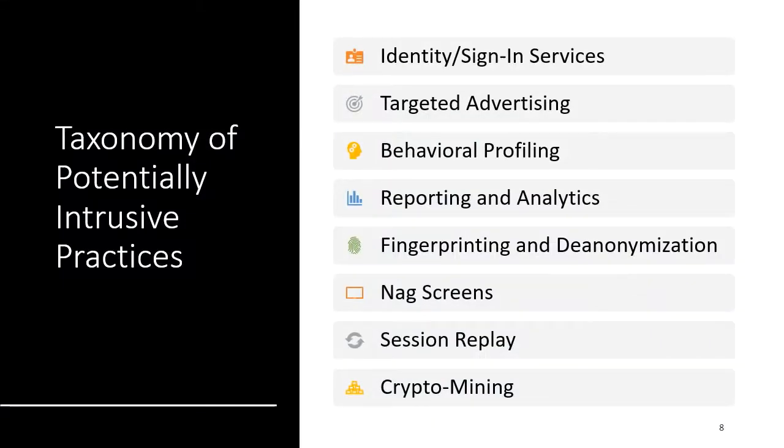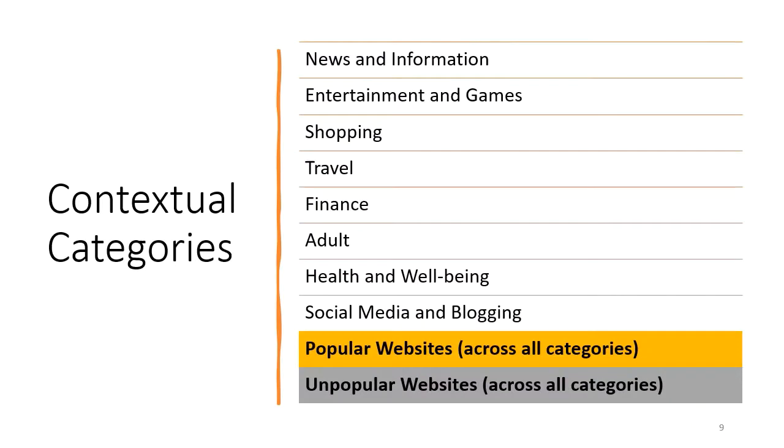The taxonomy of potentially intrusive practices included the following practices seen here, ranging from identity sign-in services, such as sign-in with Google and so on, all the way down to targeted advertising, behavioral profiling, reporting and analytics, fingerprinting, nag screens, session replay, and crypto mining. And for each of these practices, we asked questions about them in different contexts. Different website categories such as news, entertainment, shopping, travel, finance, adult, health, and social media. And for each of these website categories, we showed examples of popular websites as well as unpopular websites across each of these different categories.